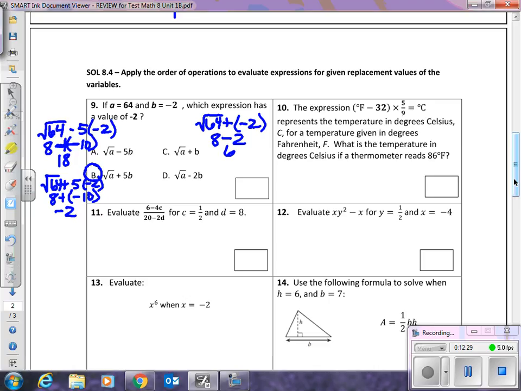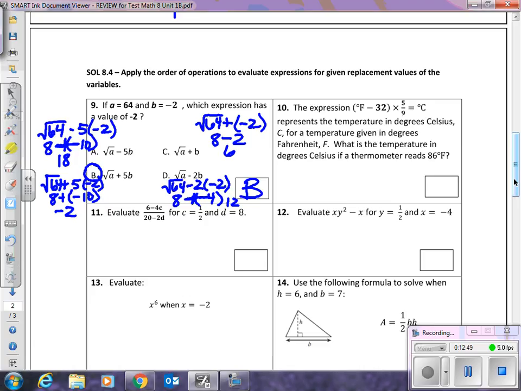And then for D, we have square root of 64 minus 2 times negative 2. So that's going to be 8 minus negative 4. And that, again, turns into a positive, and 8 plus 4 is 12. So that's not going to work. So after working out each one of them, it is definitely confirmed that B is the correct answer.